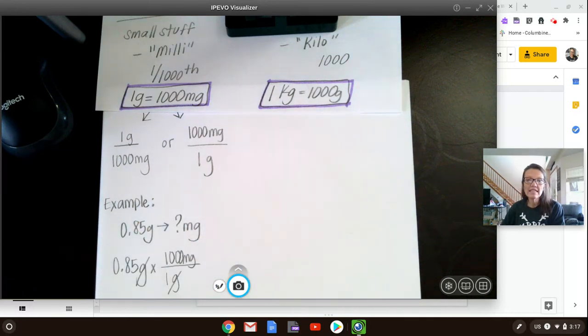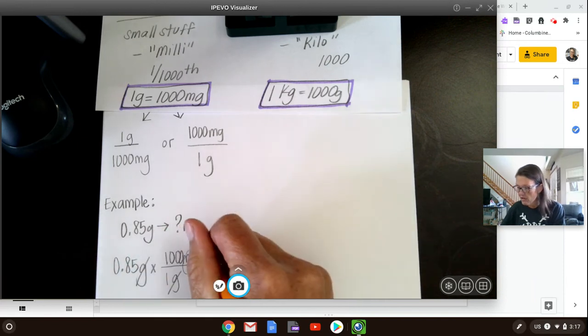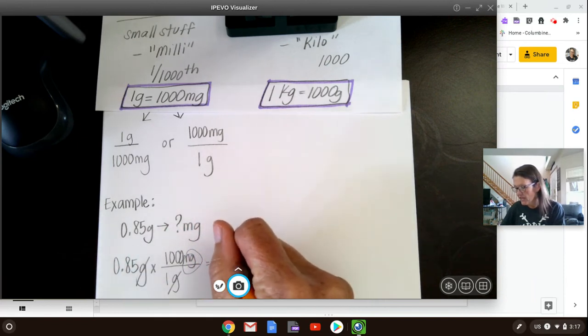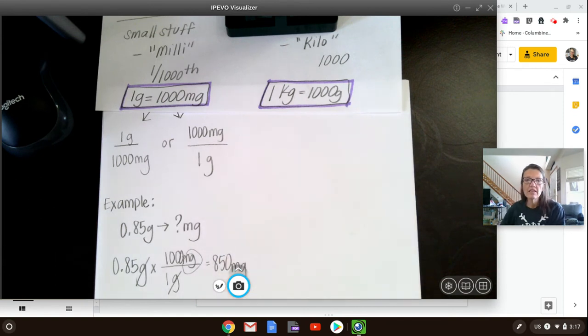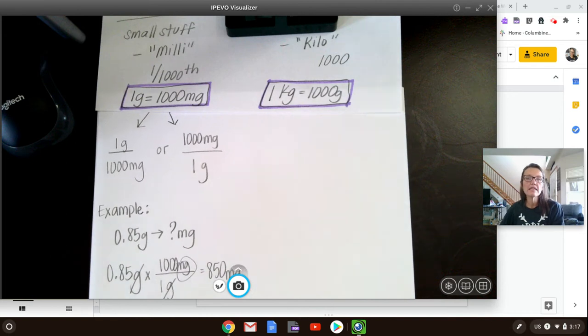And the words cancel, and I'm left with just numbers and a final unit. So to solve this, I just have to multiply by what's on the top and divide by what's on the bottom. Okay, so I'll do 0.85 times 1,000, which would give me 850 milligrams. Now again, many of you are sitting here going, I can do that in my head. Great, please do. I'm not going to force you to show your work on these types of calculations. This idea of multiplying by a fraction to change a unit, though, is going to come back when we do the mole, and I'll reemphasize that then, okay?